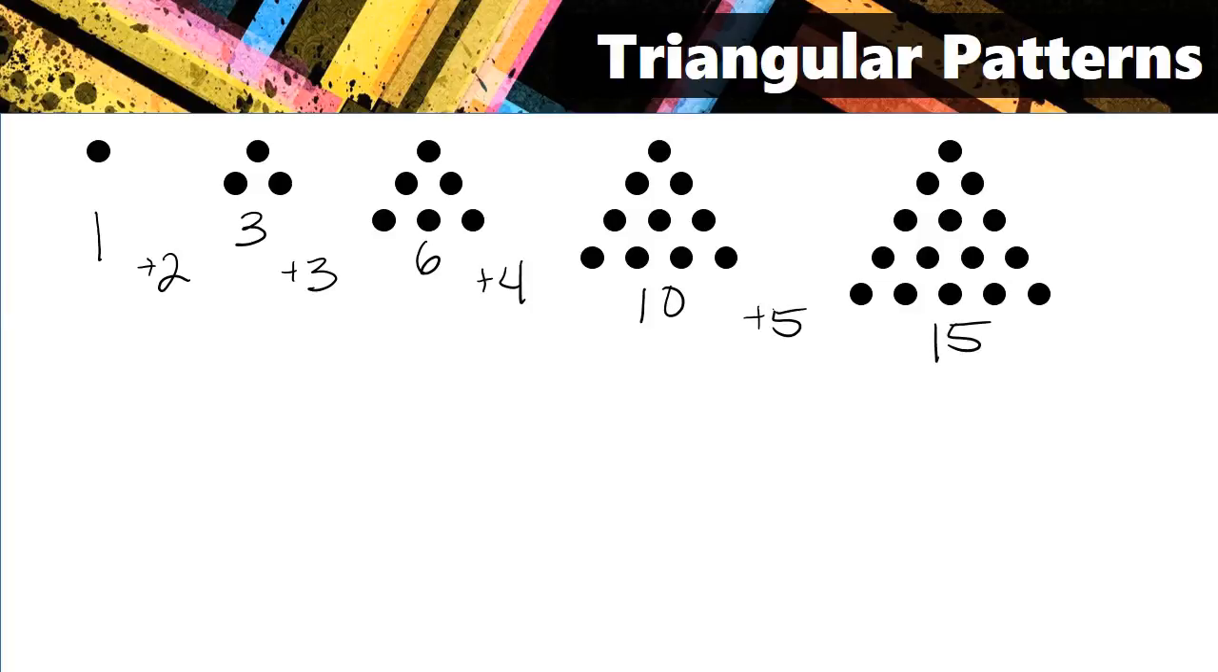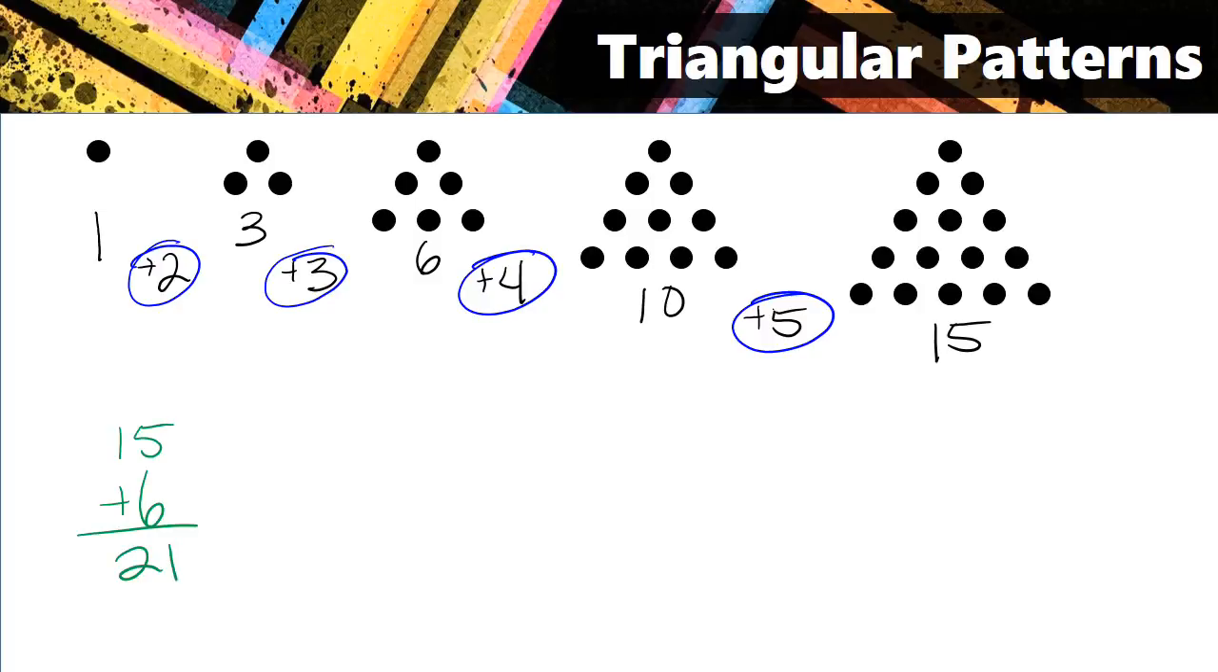This is called a triangular pattern, because 1 plus 2 gives us 3, plus 3 gives us 6, 6 plus 4 gives us 10, 10 plus 5 gives us 15. And we keep going on with this pattern too. If we add 6, 15 plus 6 gives us 21. Then 21 plus 7 gives us 28. And we just keep going on and on with this sequence. This is called a triangular pattern.